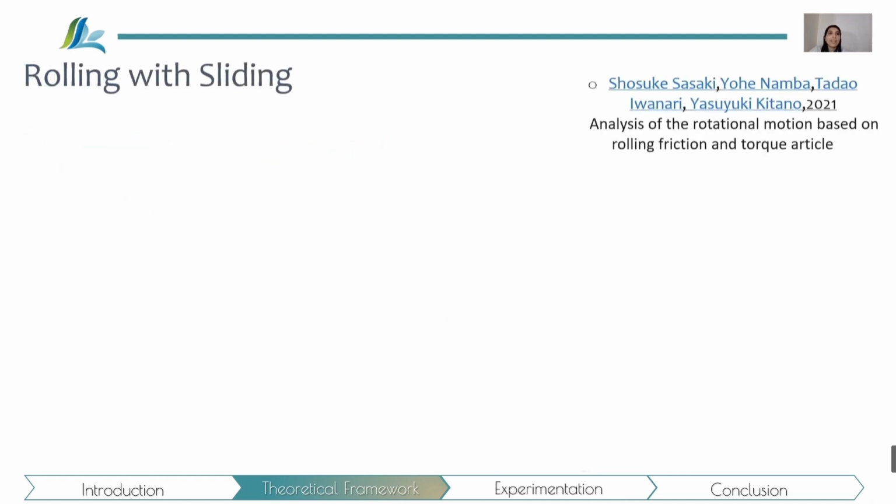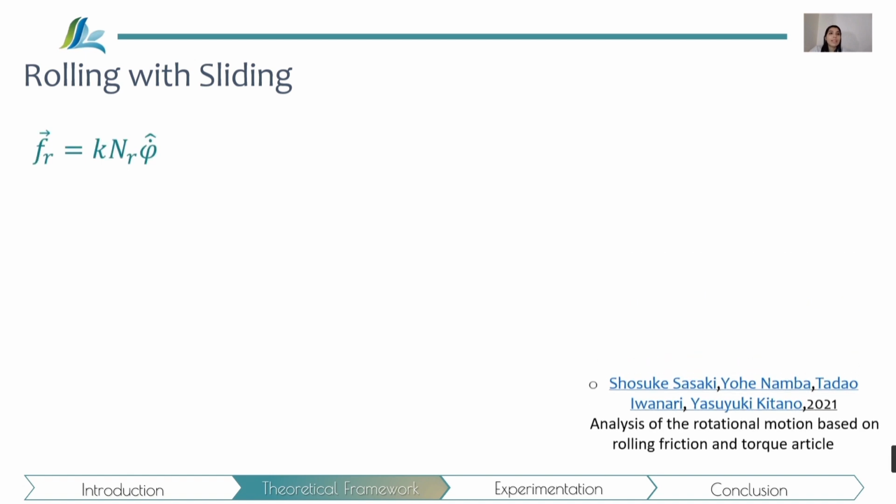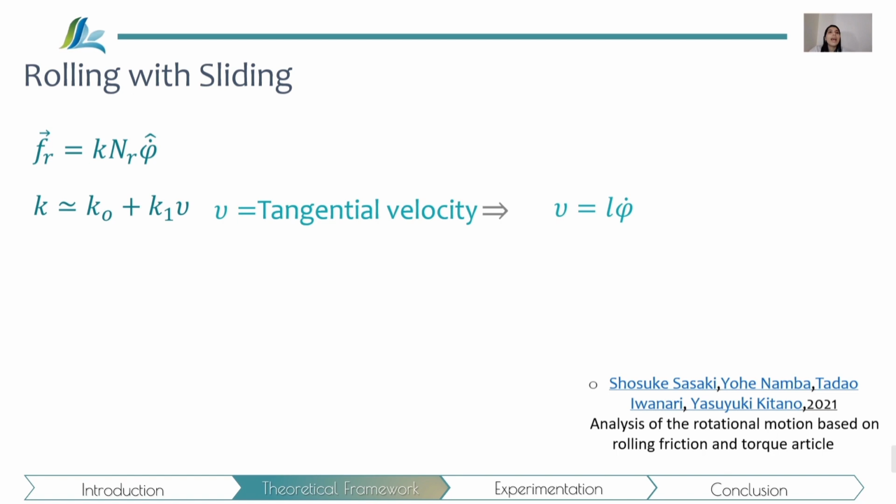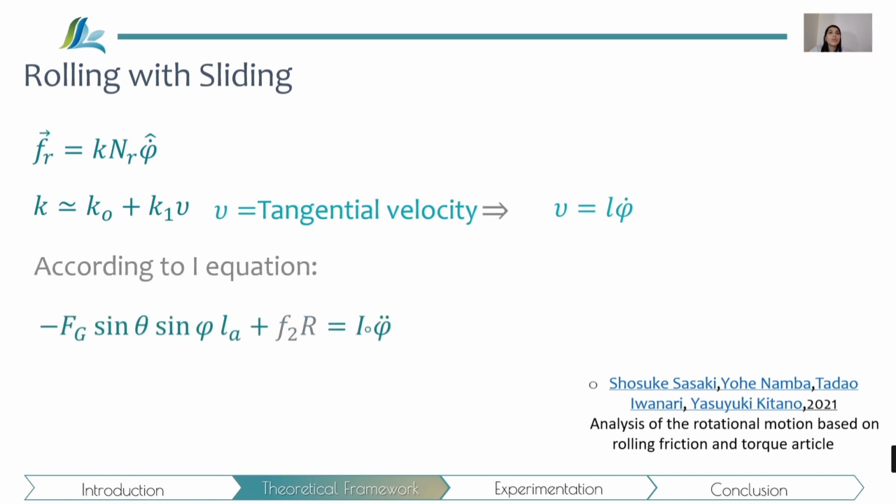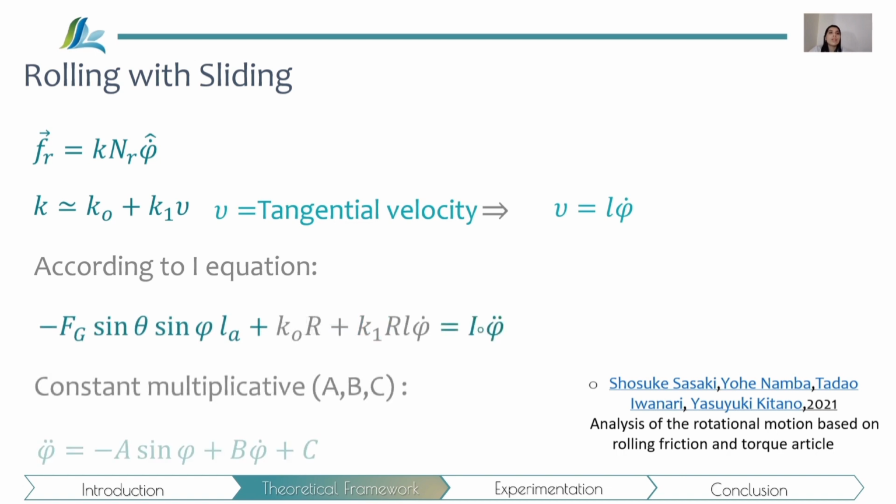At first, the torque around origin O has been calculated like this, and then it has been applied to the torque equation. When the sliding is perpendicular to the axis, due to this formula, it isn't a constant fixed multiplication. According to the article Analysis of the Rotational Motion Based on Rolling Friction and Torque, it can be concluded that in this rotation, the friction coefficient is a function of tangential velocity and it's equal to I v dot. The differential equation according to the I equation is going to be like this. And in the differential equation, the constant multiplicative has been replaced like this.